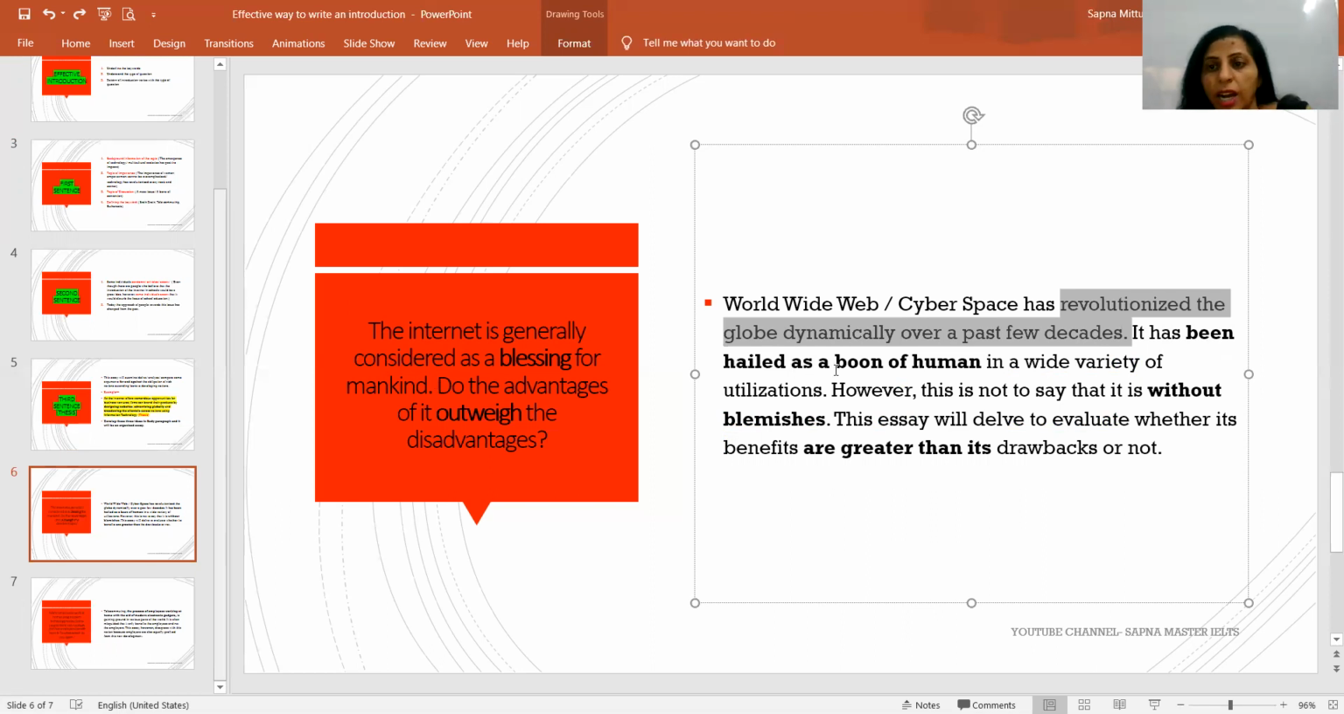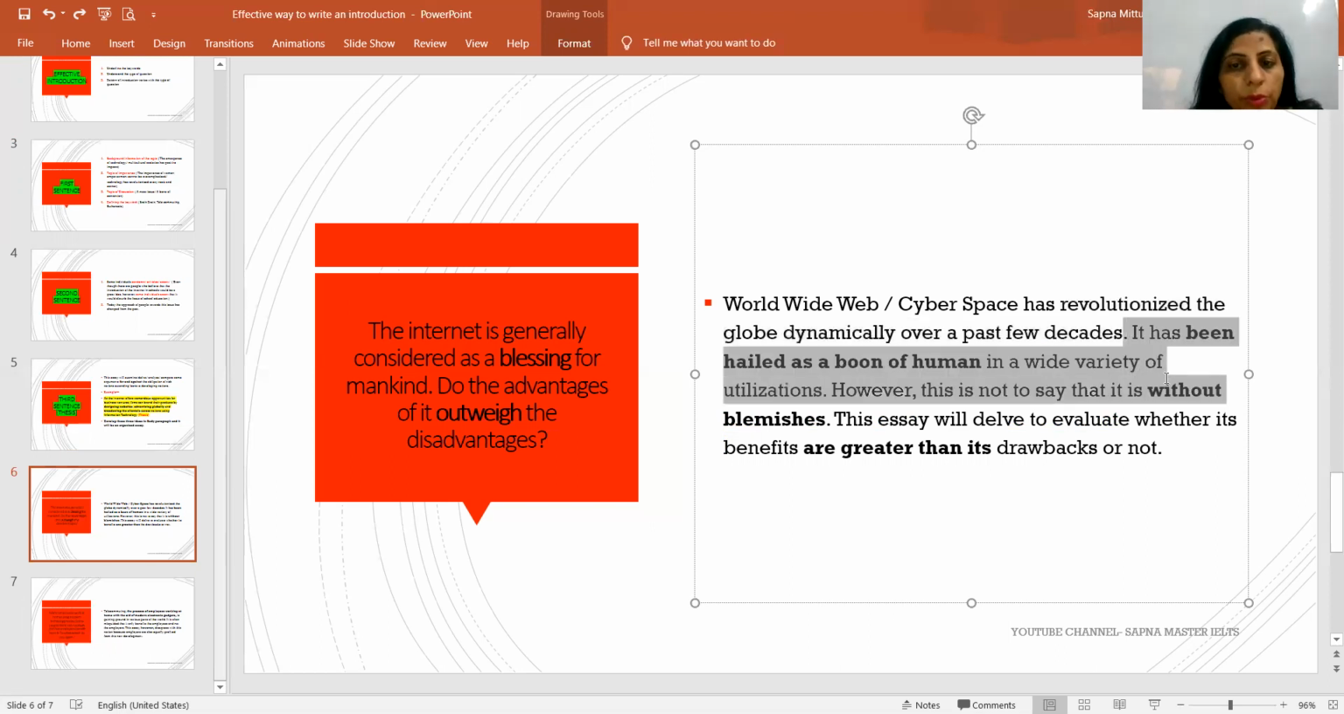So instead of that, I'll be using "it has been hailed as a boon of human in a variety of utilizations." Kindly don't use just the synonyms, otherwise you will lose bands, because your bands will be deducted. Why? Because you are just cutting the original word and writing its synonym. You won't get bands. Instead of that, you can try changing it to passive voice, or you can also write in this way.